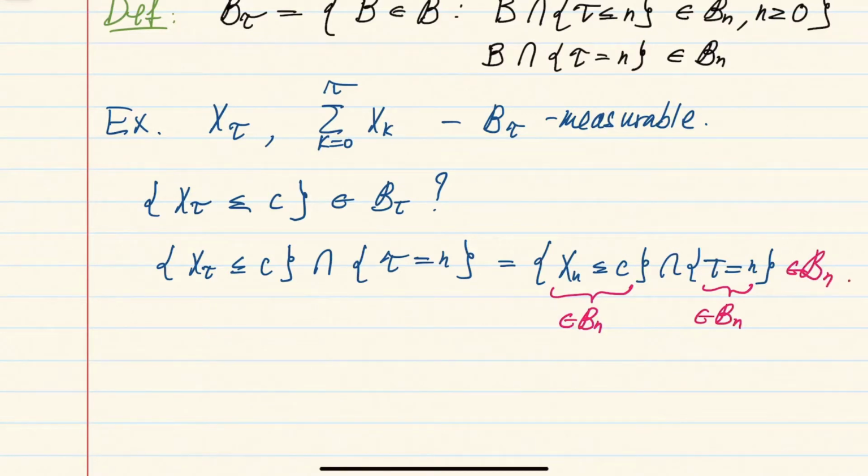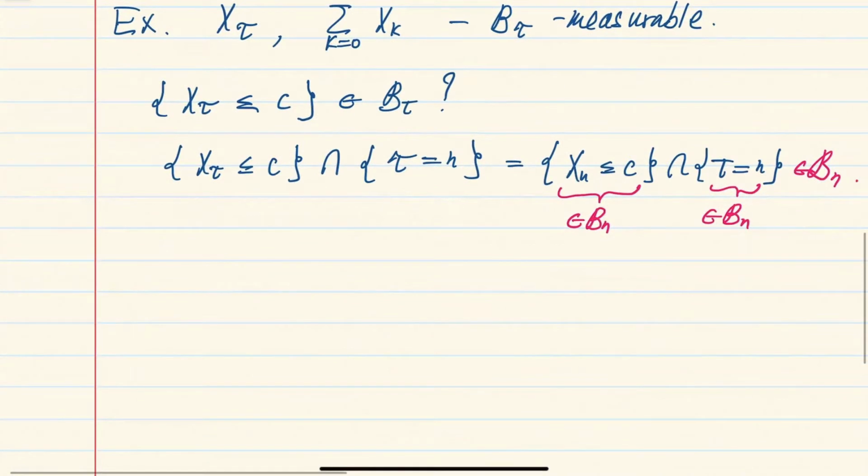And similarly, if you consider any kind of function defined in terms of your x's up to tau, as soon as you fix the value of tau, you're basically looking at a function of x's up to that time, which is Bn measurable.